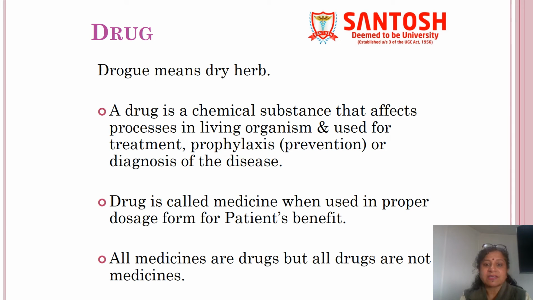We are using all the vaccines for prophylaxis purpose, or for the prevention purpose. So if we are using any kind of drug that is affecting the processes of a living organism, and we are using it either for treatment, for prevention, or for diagnosis, we can call it a drug. A drug is called a medicine when we use it in proper dosage form and for the benefit of the patient. If we are using it for the patient's benefit and in proper prescribed dosages, we can call it a medicine. All medicines are drugs, but not all drugs are medicines.